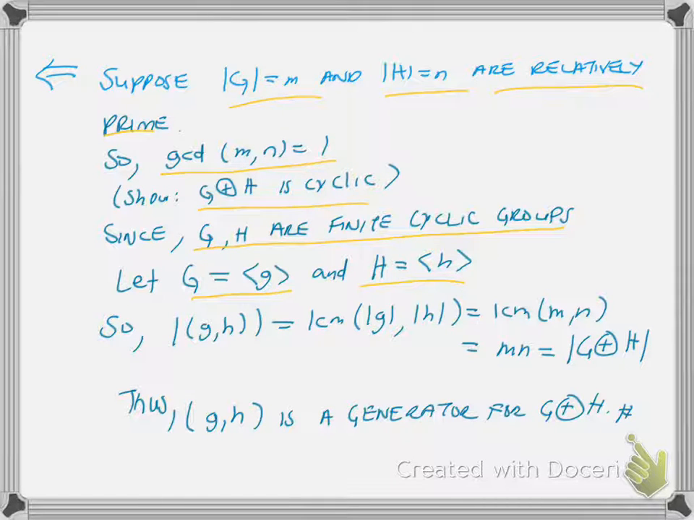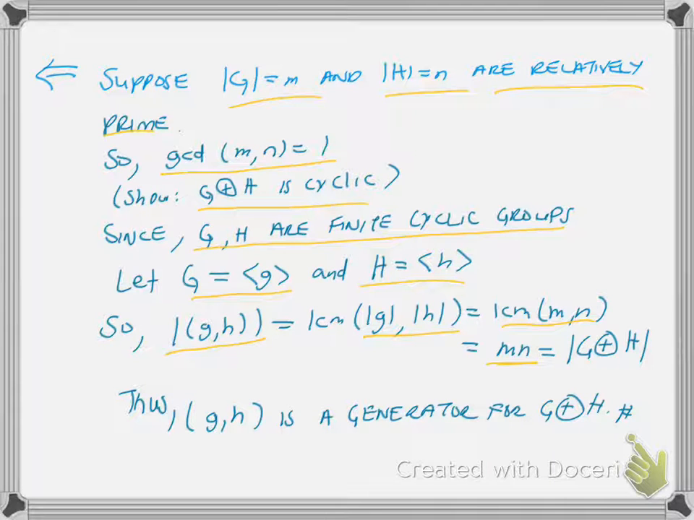Okay. If we take the order of GH, then it equals the least common multiple, right? That's from what we talked about, equals the least common multiple of the order of G, comma the order of H. Well, that's just going to equal the least common multiple of M and N, because these are the generators for G and H respectively.